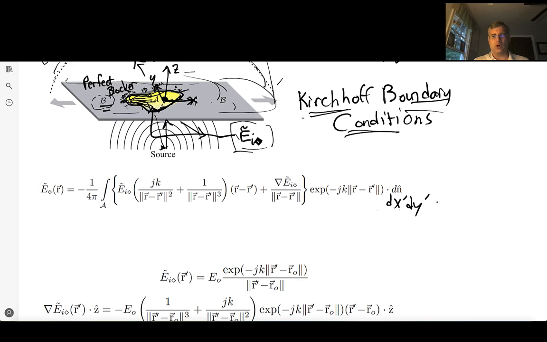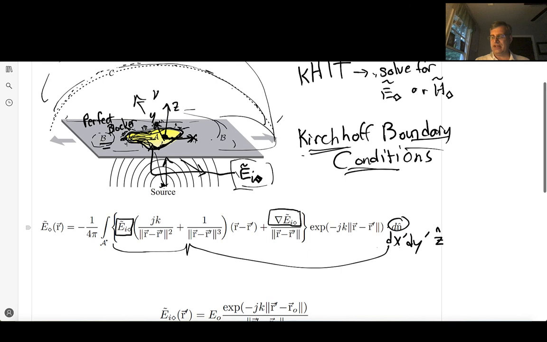And the normal component is going to be in the z hat direction. And this is just repeated from our previous lecture on the Kirchhoff-Helmholtz integral theorem, noting that the surface field is now going to be this incident field, E sub I. And of course, we need to take the gradient of E sub I as well. So, now, let's take a look.